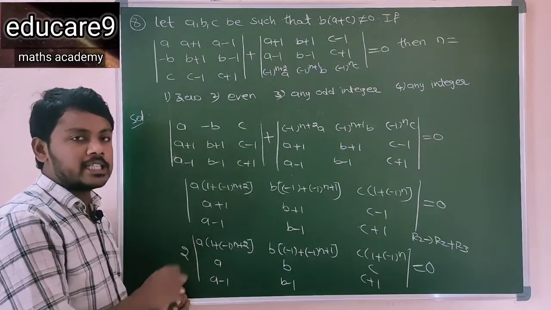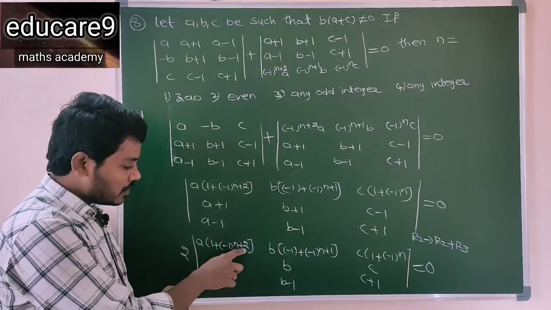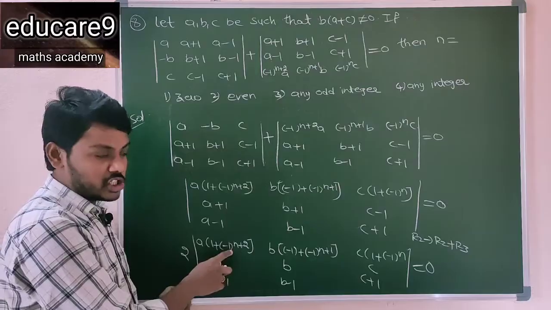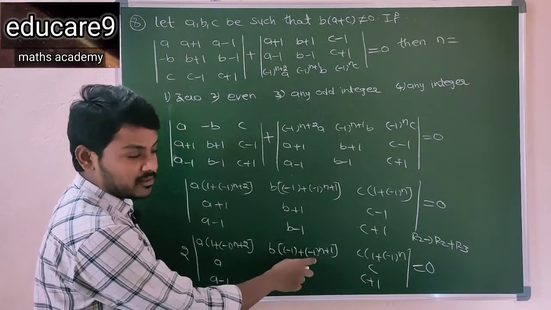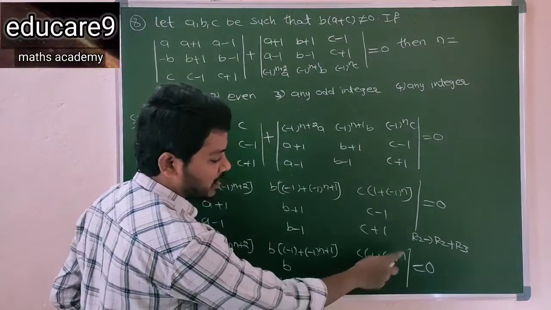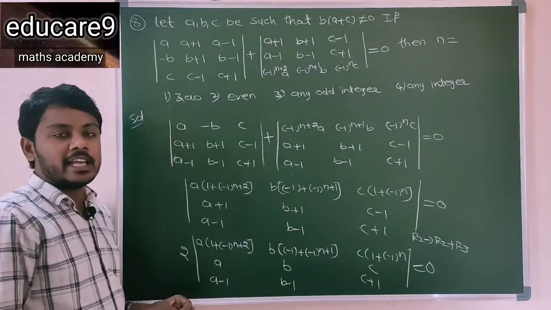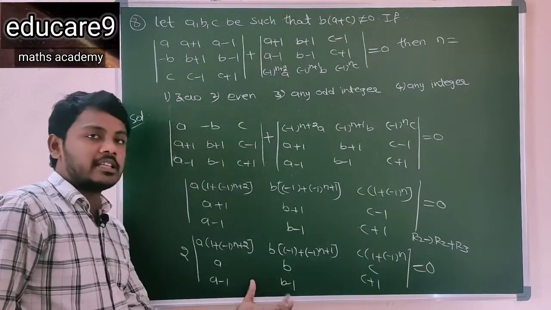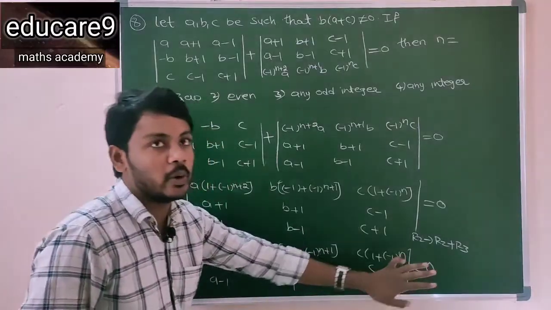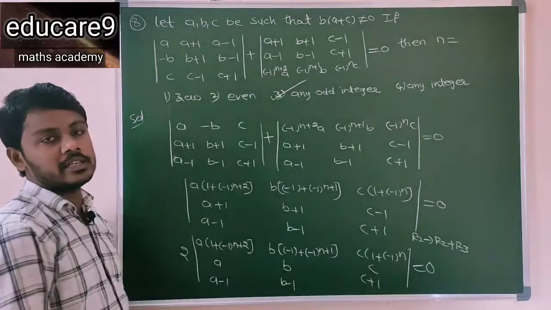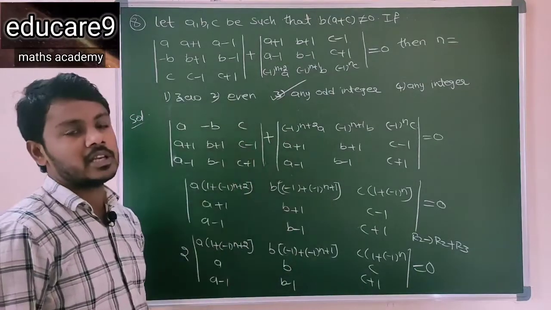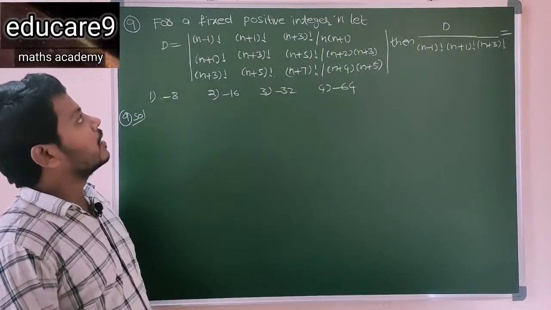For example, put n is equals to 3: 1 minus 1, 0. Here 3 plus 1, 4. Minus 1 plus 1, 0. Here 1 minus 1, 0. So clearly, if n is odd integer, then this determinant value is 0. So clearly, n is any odd integer. So option 3. So see the ninth solution.